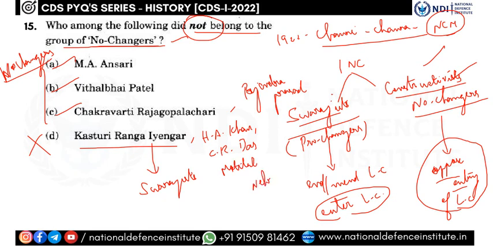All these people are Swarajists or pro changers. M.A. Ansari, Vithalbhai Patel, C. Rajagopalachari, Rajendra Prasad, all are no changers. Here they are asking for the one not belonging to the no changers, which is Kasturi Ranga Iyer, because Kasturi Ranga Iyer is a Swarajist. So the answer is D.